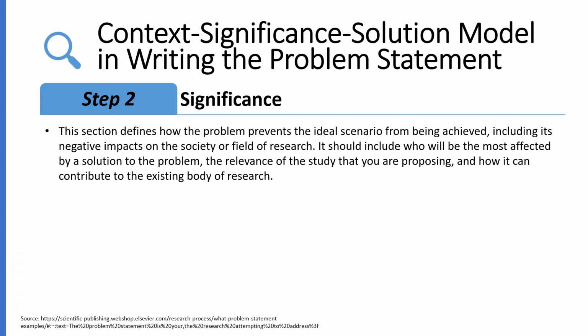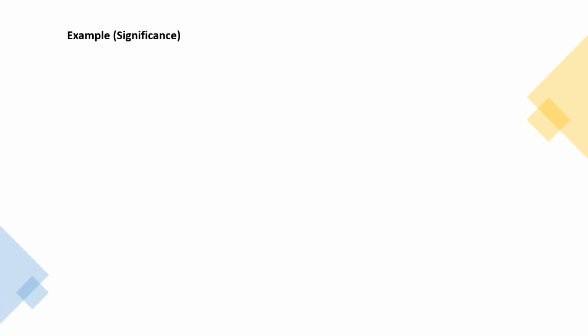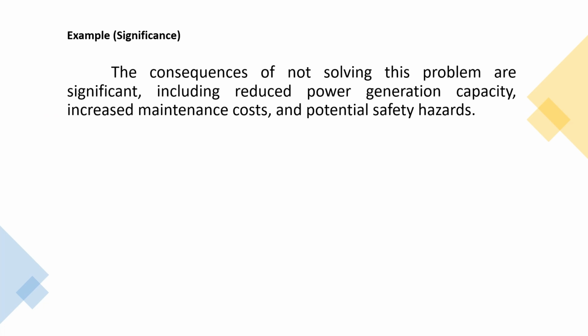Step two is now your significance. You now have to mention the consequences of not solving the problem. So you can say, as a consequence of the problem at hand. So you can touch upon who is or who will be affected if the problem continues, and how these people will be affected as a consequence of not solving the problem. So an example of significance. The consequences of not solving this problem are significant, including reduced power generation capacity, increased maintenance cost, and potential safety hazards.